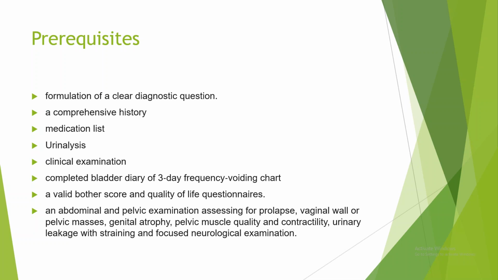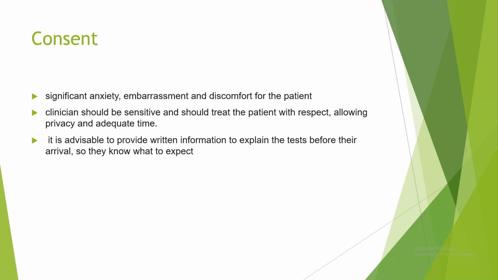And most important is you should have a complete bladder diary of 3 days. That is the most important prerequisite, that the bladder diary should be completed for at least 3 days, determining her frequency and voiding chart, and depending upon that, you should have formed a preliminary diagnosis also. And quality of life questionnaires and bother score. The International Continence Society recommends this questionnaire should be completed before doing any urodynamic studies. So these are the important prerequisites before doing any urodynamic studies.